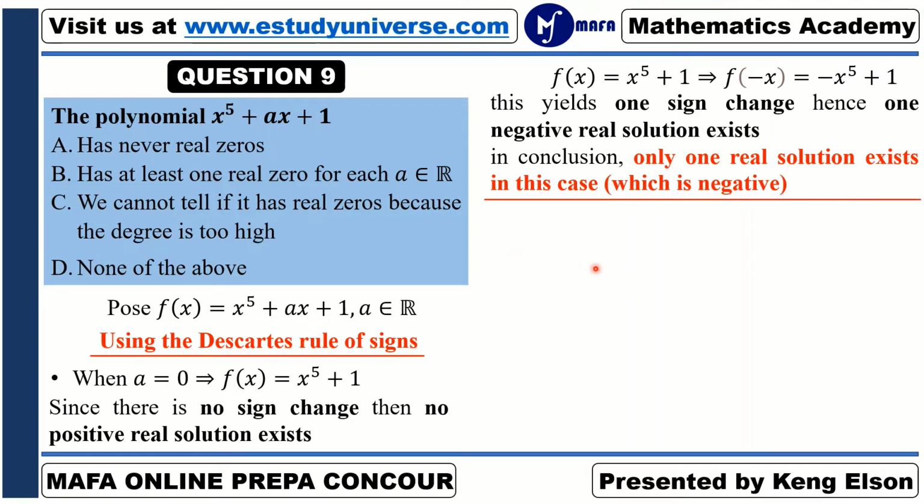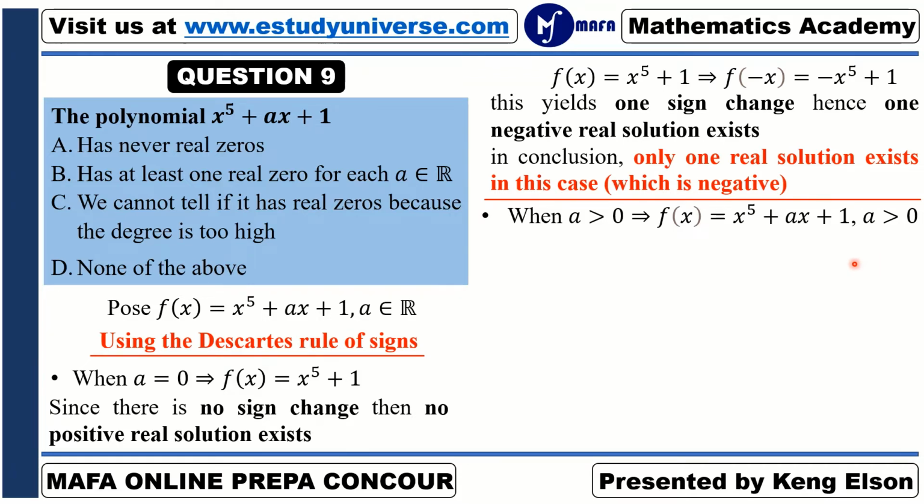Now let's take the second scenario, where we take all positive values of a. The first case we took a to be 0. Now I cannot take a to be 1 or a to be 2, so I'm going to generalize it and take all positive values of a. My f of x still becomes x to the power 5 plus ax plus 1, and I specify that in that case a is greater than 0.